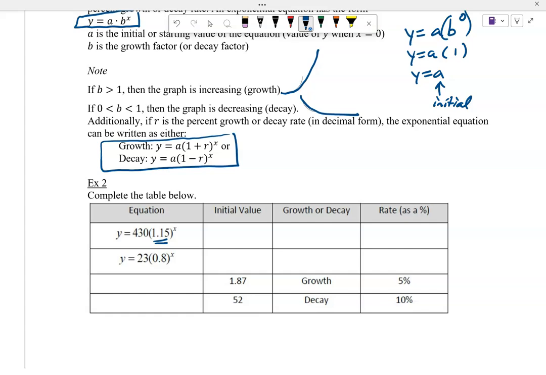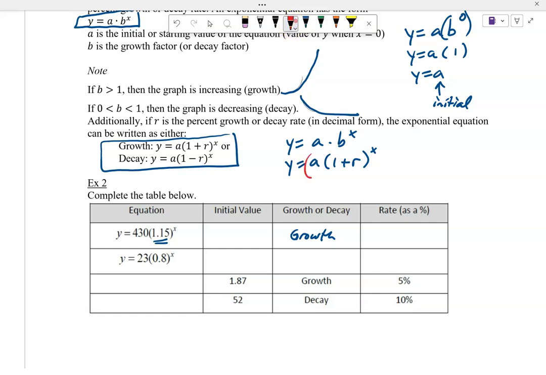All right, can you see how that value is bigger than 1? So this will be an exponential growth, because y equals A times B to the X, and if that B is bigger than 1, it's going to be a growth. Now, I'm going to write the growth with 1 plus R to the X, so I can identify how fast it's growing, its rate as a percent. As well as I'm going to identify my initial value.